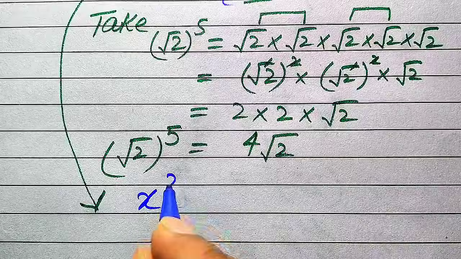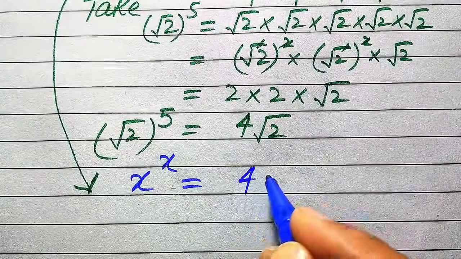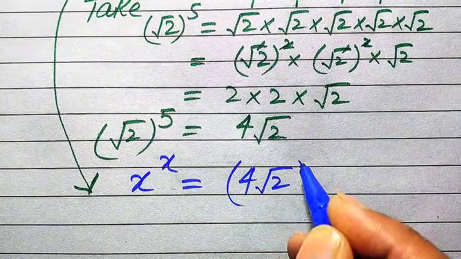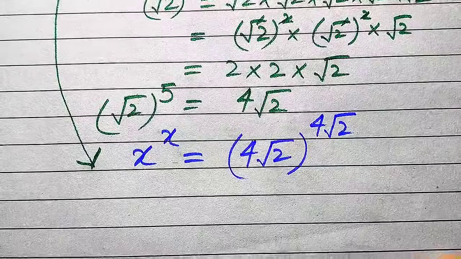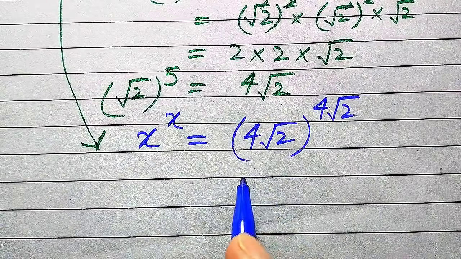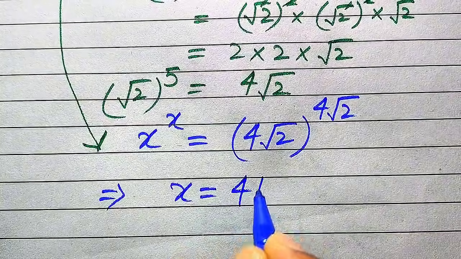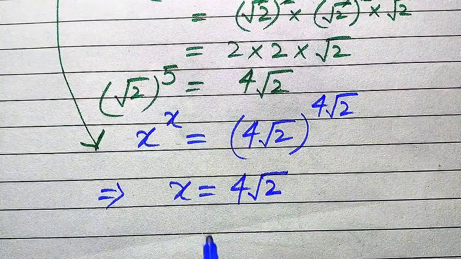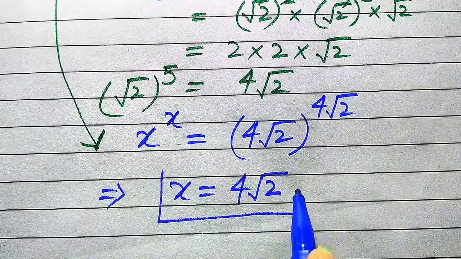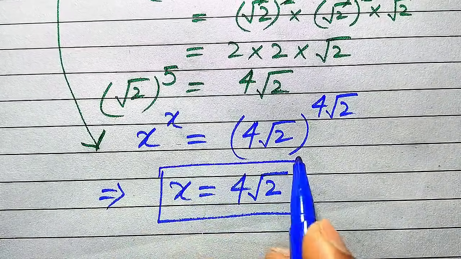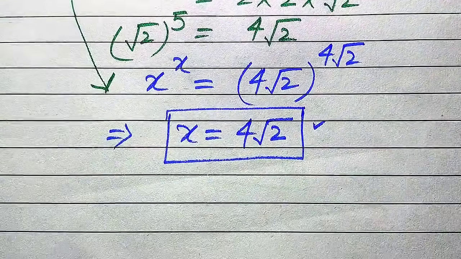So we have x to the power of x is equal to, here we replace this value and it becomes 4 times square root of 2, and its whole power is 4 times square root of 2. And now you see here on both of the sides, if you compare the bases, then we get the value of x is equal to 4 times square root of 2. And if you compare the exponents, then again you get the value of x is equal to 4 times square root of 2. So in both of these cases we get the same value. So this is the final value of x which we get in this question.